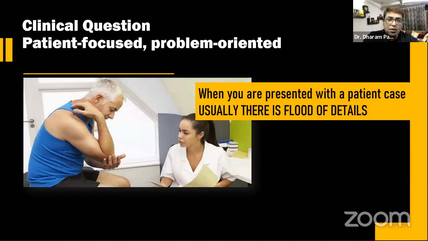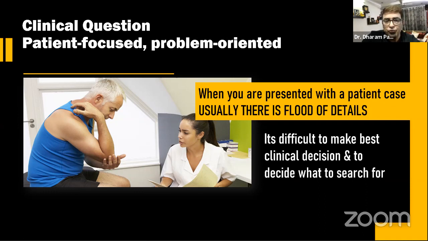So when you encounter a patient, a case in your clinic, you are flooded with details. When you start taking history, you get a lot of information from the patient, and you get very confused about what is going to work best for my patient. It is very difficult to make a decision, as a lot of therapeutic tools are available to us. So this is where you make your question and decide what your focus is to search for any evidence.